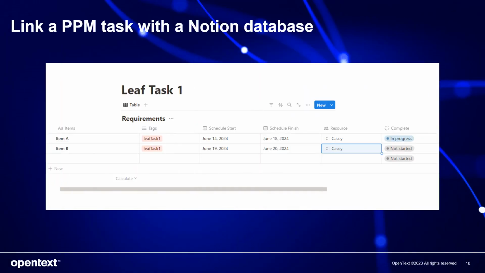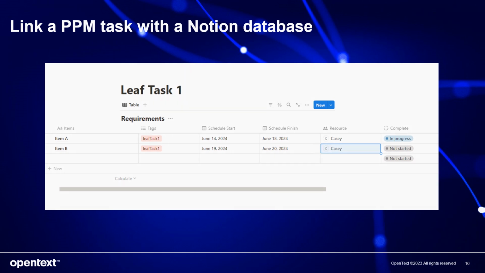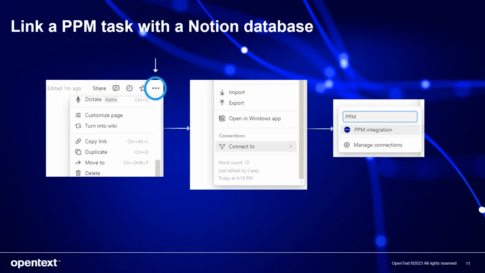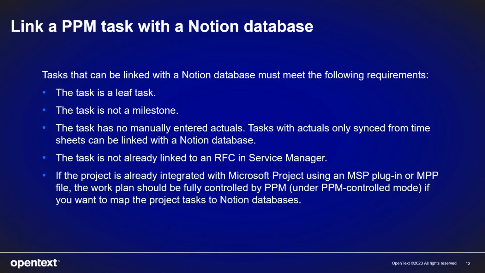Once it is done, it will look something like this, and we will now go and link this database with our PPM connection. From the top right of the page, click on these little three dots button and scroll all the way down until you see the Connections section. Click on Connect To and click on our previously created PPM connection. Go back to PPM and we can now start the linking process.